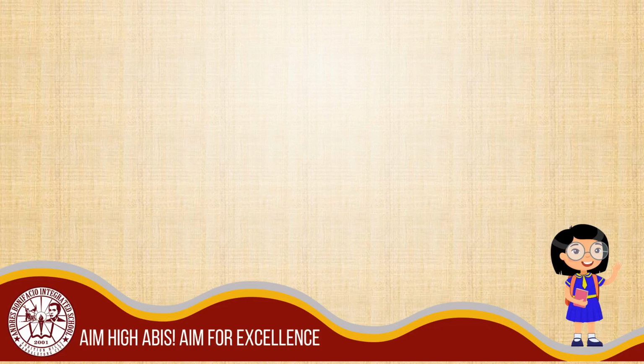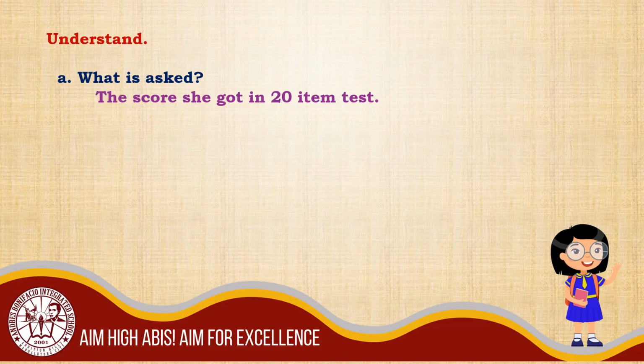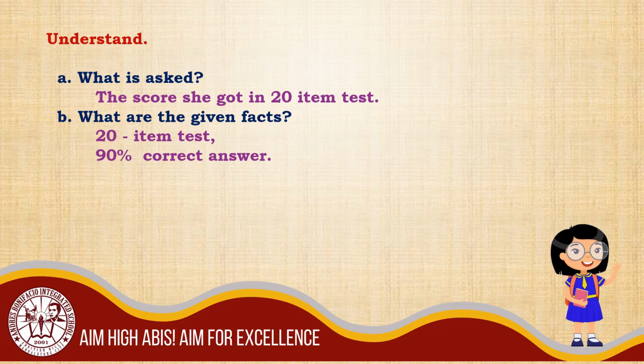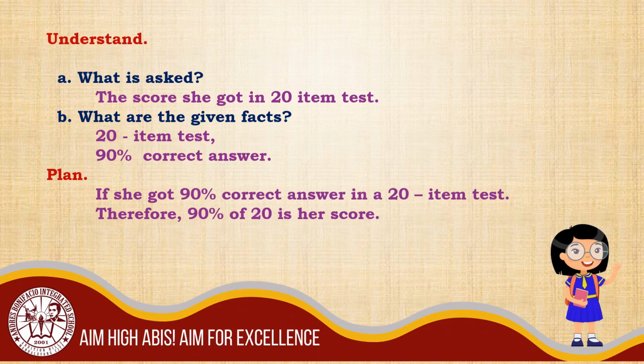In solving problem, there are steps to follow. First, read and understand the problem. In the given problem, what is asked? The score she got in 20-item test. What are the given facts? 20-item test. 90% correct answer. Then plan. If she got 90% correct answer in a 20-item test, therefore, 90% of 20 is her score.